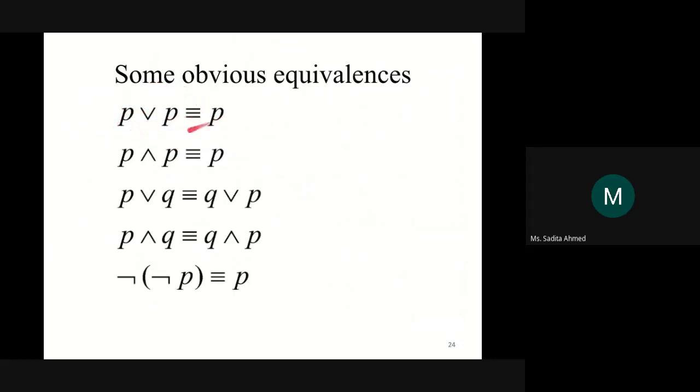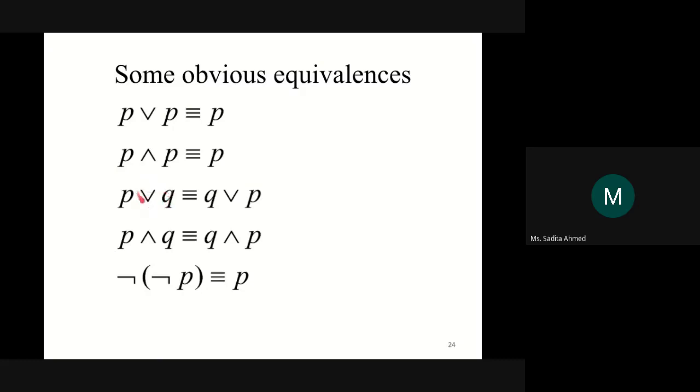So P or P will equate to P. P and P also equates to P. P or Q is equivalent to Q or P. That is, as long as you have the same operator throughout the compound proposition, you can change the position in whichever way you like, and the result would still be the same.